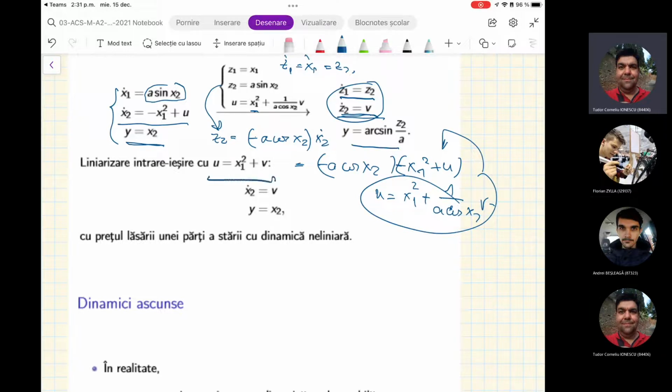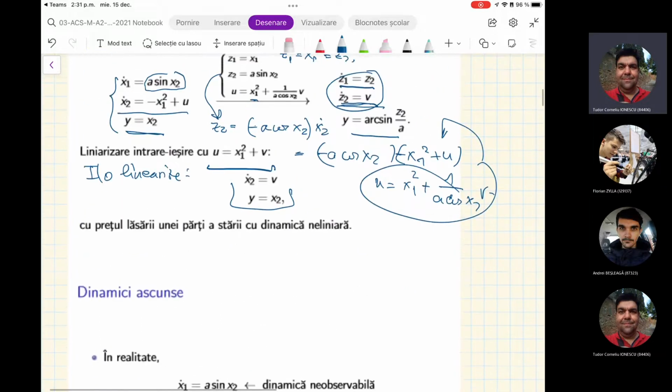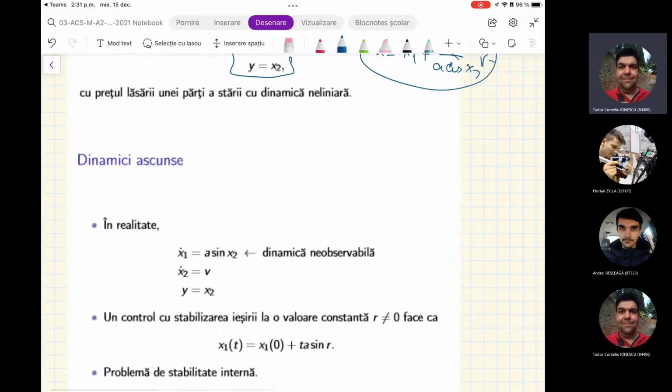You pick this input, and then you get this. The price of this is to keep some part of the dynamics nonlinear. So you cannot totally linearize this. You leave some part nonlinear, but it's much better than the original system. And because this part of the dynamics is left nonlinear, it raises the question of hidden dynamics.